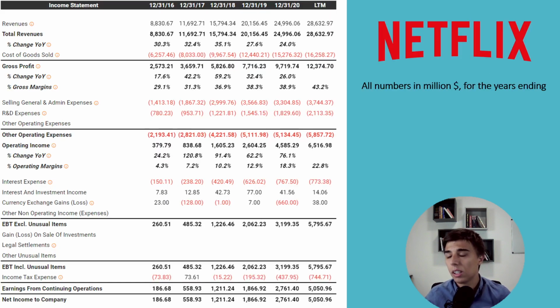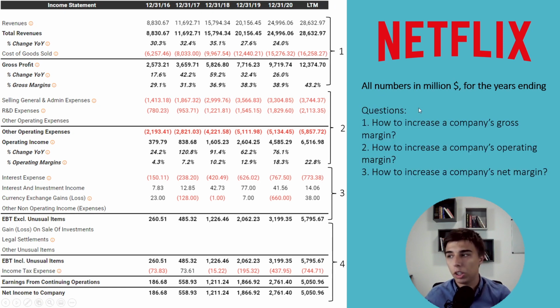Now, this is the income statement of Netflix. As you can see, all the numbers are in millions, and therefore the years are basically for the whole year ending in the dates shown above. And then LTM, if you see this abbreviation, that's the last 12 months. So what can we extract from this information? We are now quite familiar with what the revenues are, the cost of goods sold, we see the gross profit margin. Well, we can get the four boxes here as well.